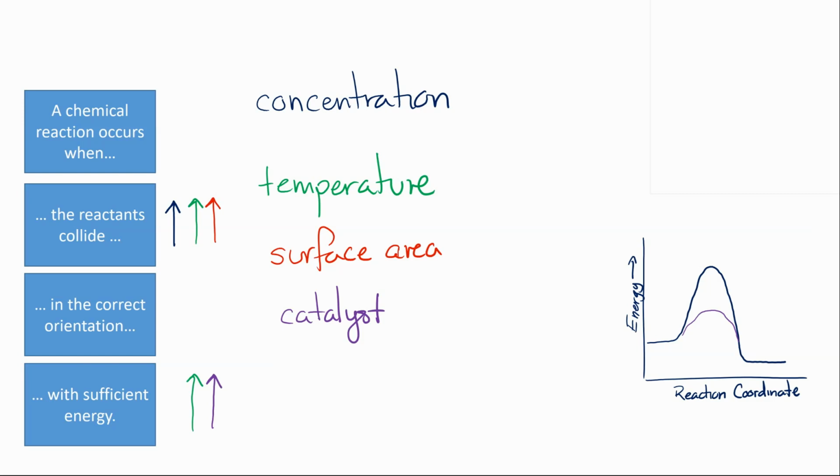As we lower the concentration, say as a reaction proceeds and some of the reactant is consumed, if this is the concentration of a reactant, as the reaction proceeds, it's consumed to produce products, that concentration will go down. And for many reactions, as that concentration of the reactant goes down, we see the rate of the reaction drop.